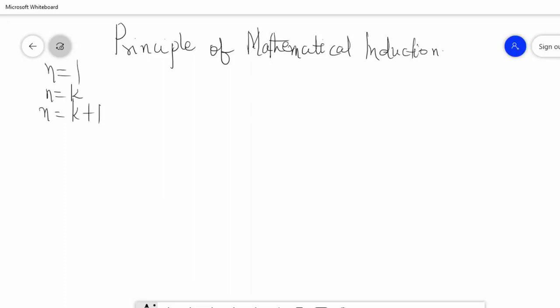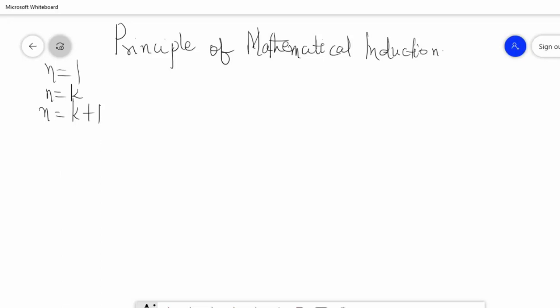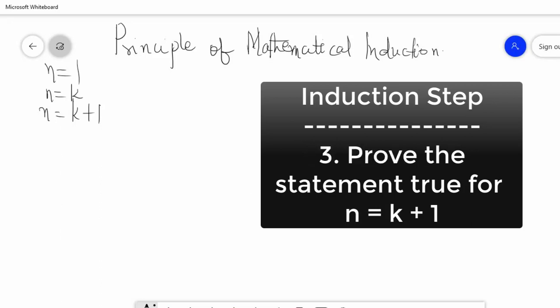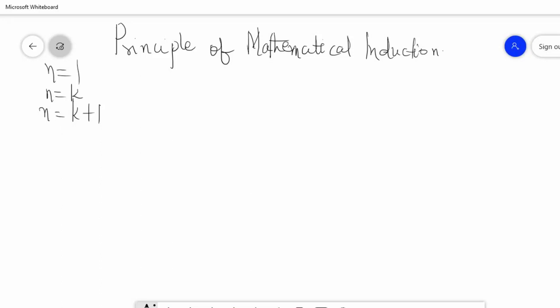So let me go over the steps again. In step 1, you prove that the iteration is true for n is equal to 1. And then step 2, you first assume n to be equal to k, and then you do your substitutions and assume that the equation is true. Then in step 3, you substitute the value of n with k plus 1, and then you establish that indeed the iteration is true, and that will confirm that the proof or the equation holds for any value of n. So let's try out a few numerical examples.